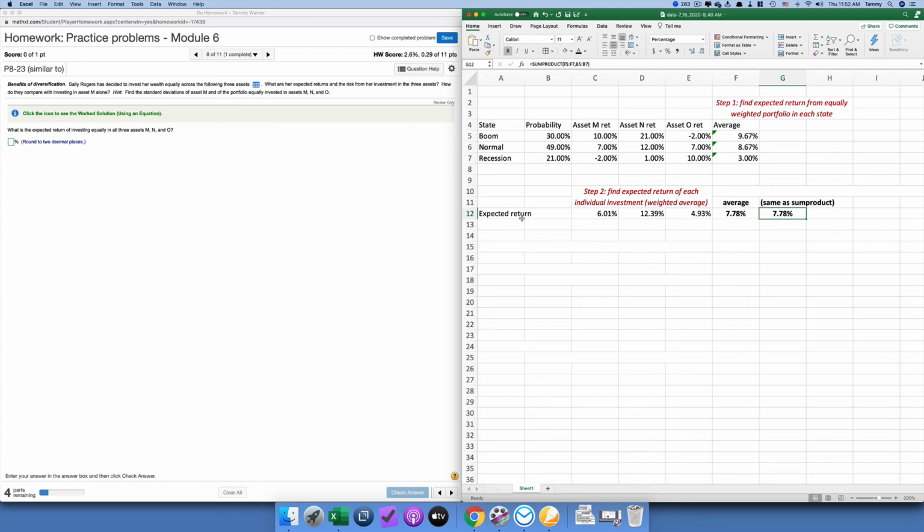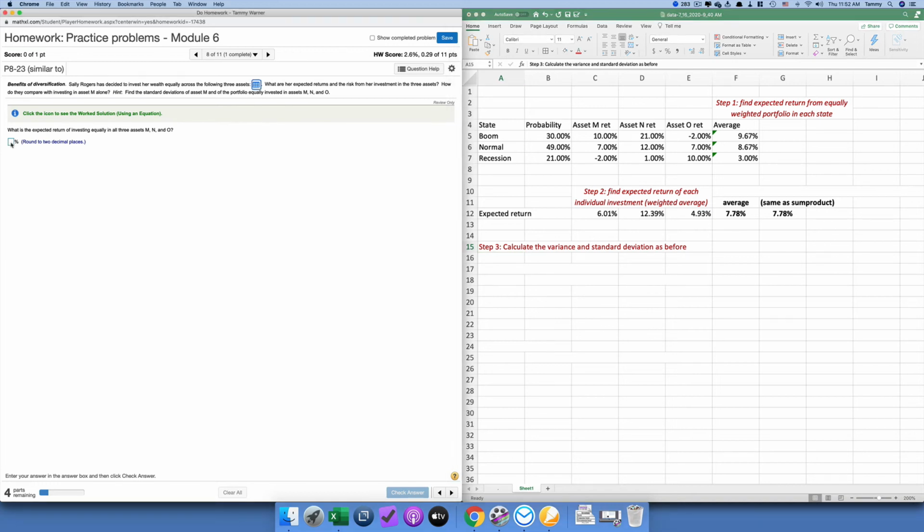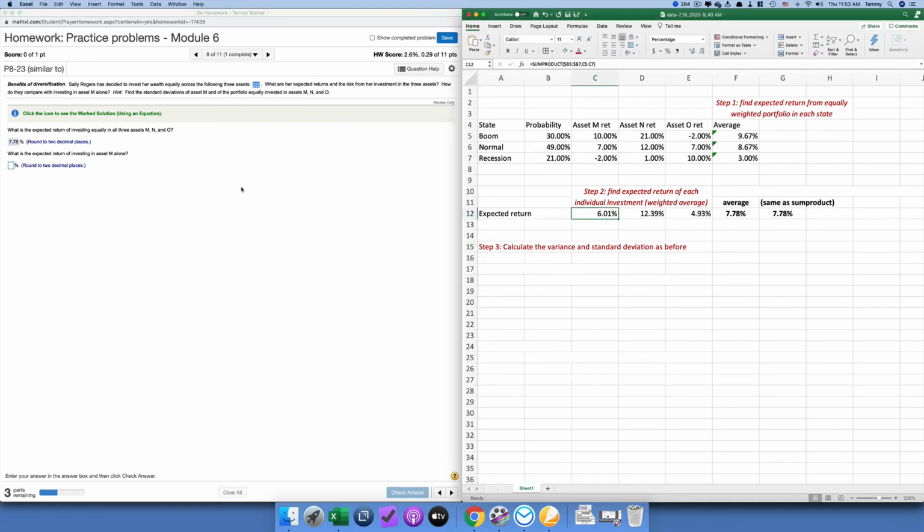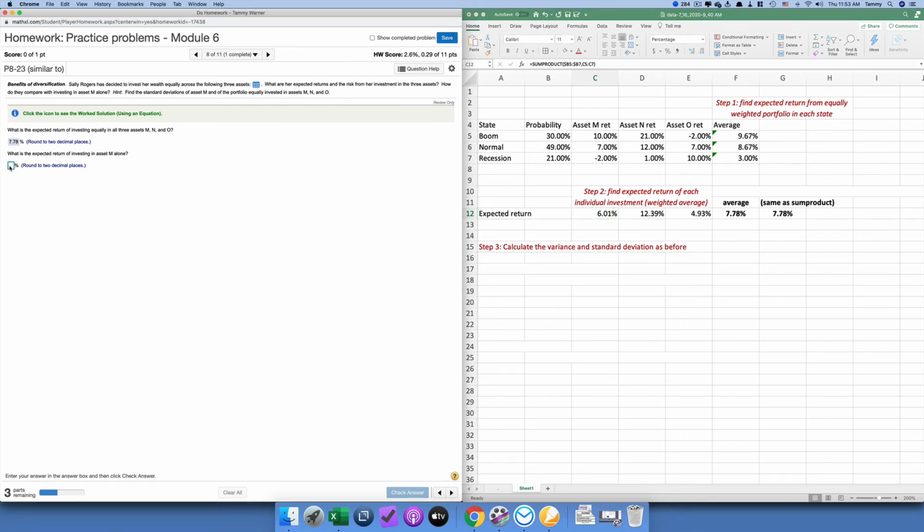Okay. Now, the next thing we need to do is we need to calculate the variance. So right now, we've got the first expected return of investing equally in all three assets at 7.78%. And we also have calculated the expected return from investing in asset M alone. So let's go ahead and just make sure that we're on the right track here, 6.01%. Yep, okay.